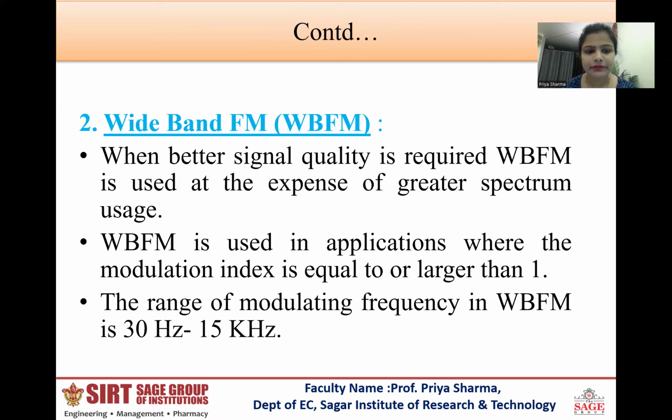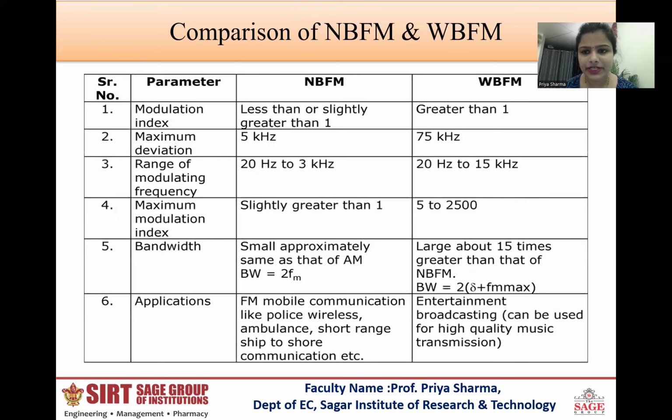Similarly, for WBFM, when better signal quality is required, WBFM is used at the expense of greater spectrum usage. WBFM is used in applications where the modulation index is equal to or larger than 1. The range of modulating frequency in WBFM is 30 Hz to 15 kHz. This is the side by side comparison between both the FMs, NBFM and WBFM.